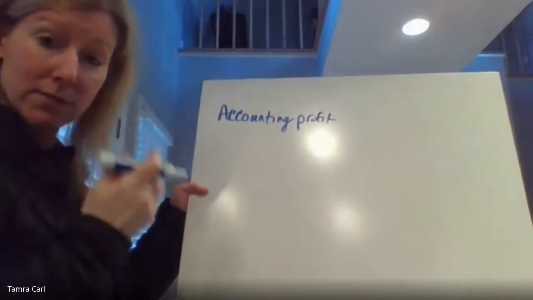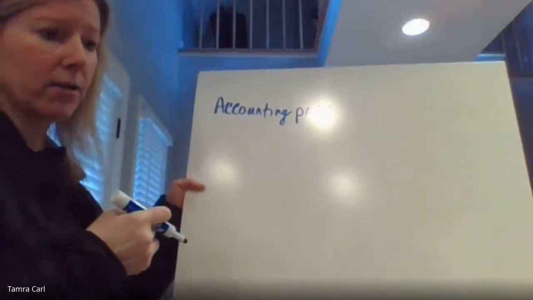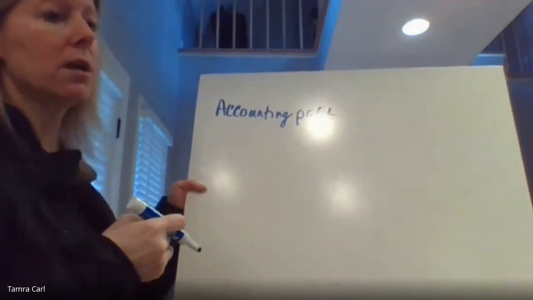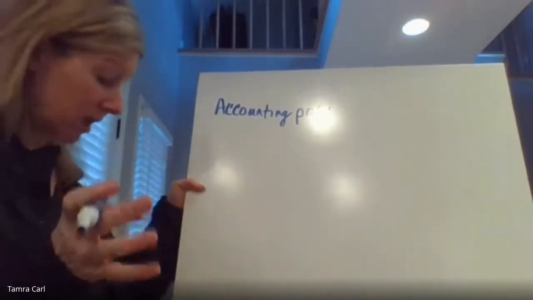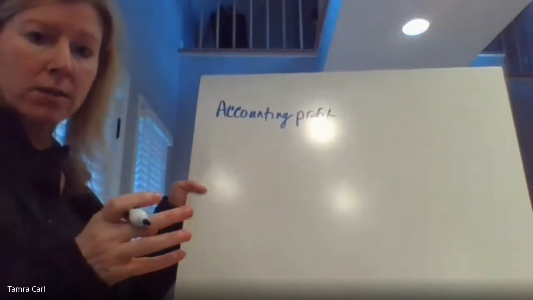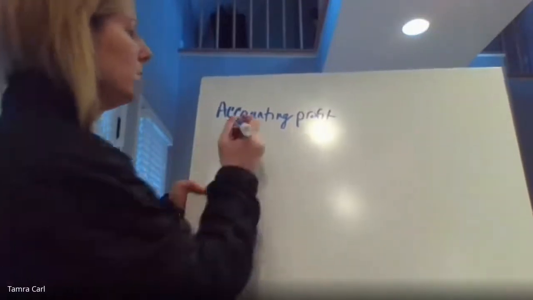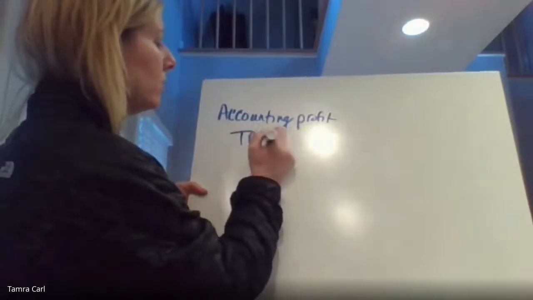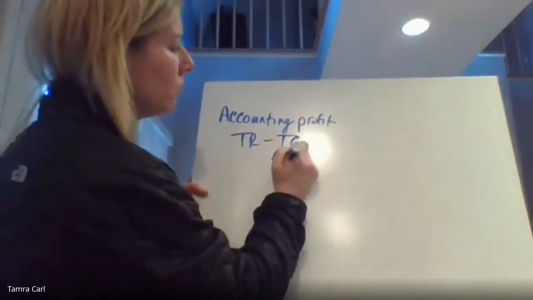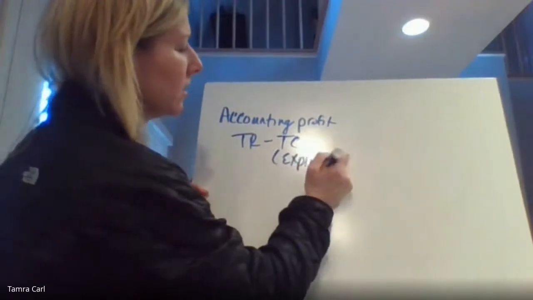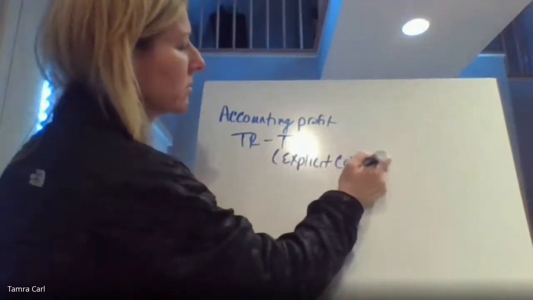If ever you have some bias in there of like, I don't think that they would be considering the wages they're missing out on, you've got to let that go. Okay. And so with the accounting profit, we're looking at total revenue minus total cost, but our total costs are just the explicit costs.